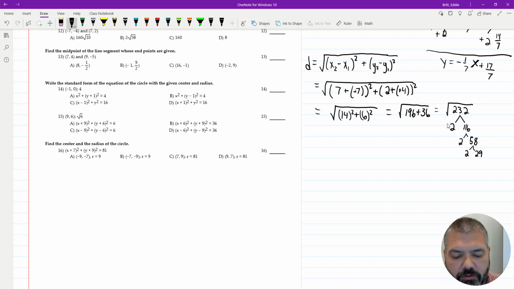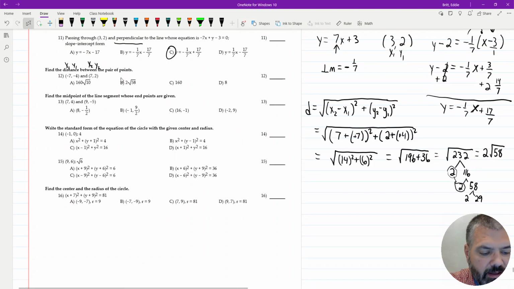Since this is a square root, for every 2 prime numbers you have, you can take that number to the outside of the radical. So I can take a 2 to the outside of the radical. Now I'm left with 2 and 29. Well, what was 2 times 29? It was 58. So that's going to be times the square root of 58. So that's my answer: 2 square roots of 58. And you can see that's B.